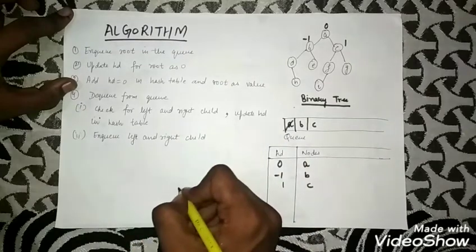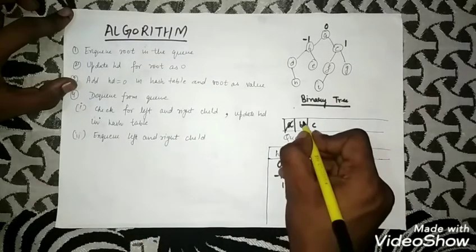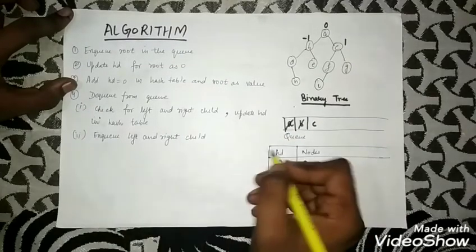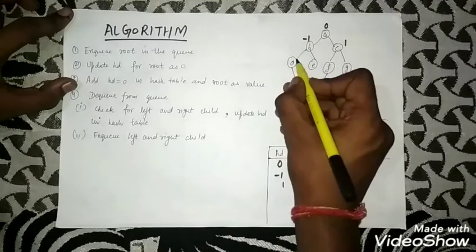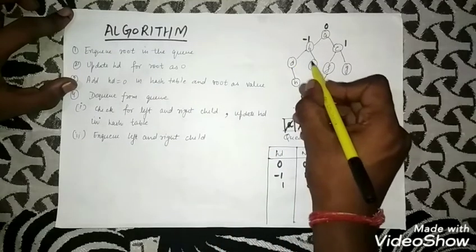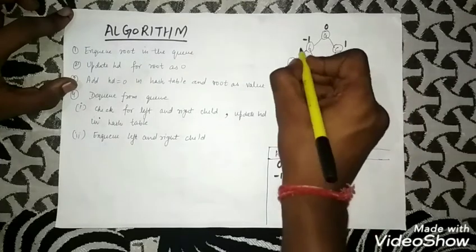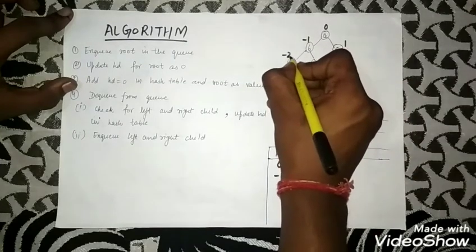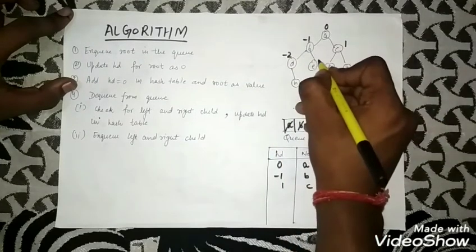Now the loop will run again. We will remove a node from the queue. B will be removed. We will check for the left and right child. D is the left child and E is the right child. We'll find HD for both of them. Minus 1 minus 1 equal to minus 2. Minus 1 plus 1 equal to 0.